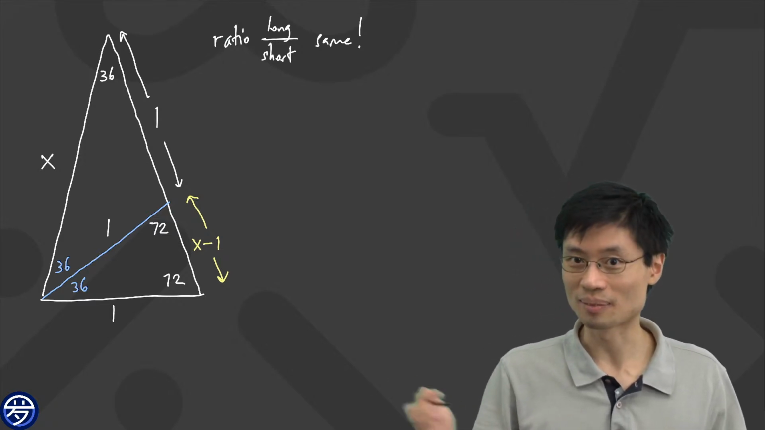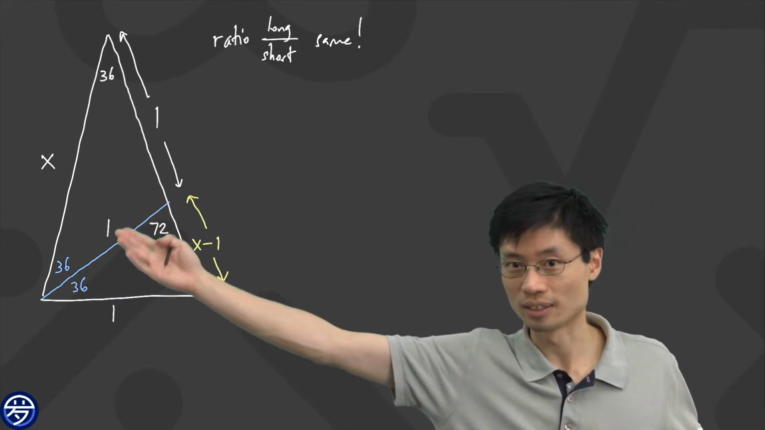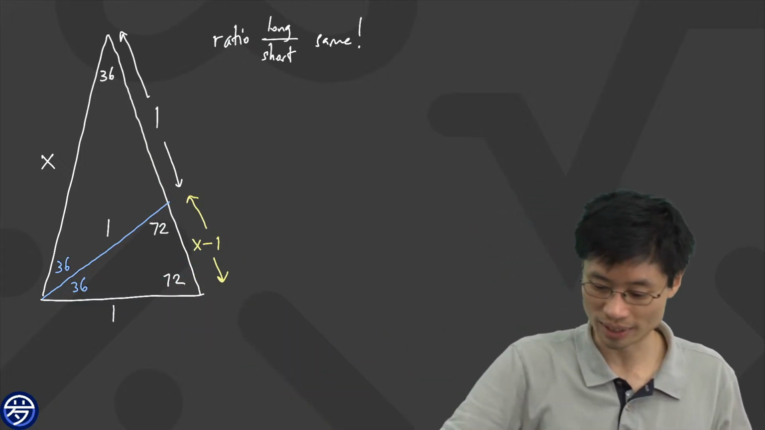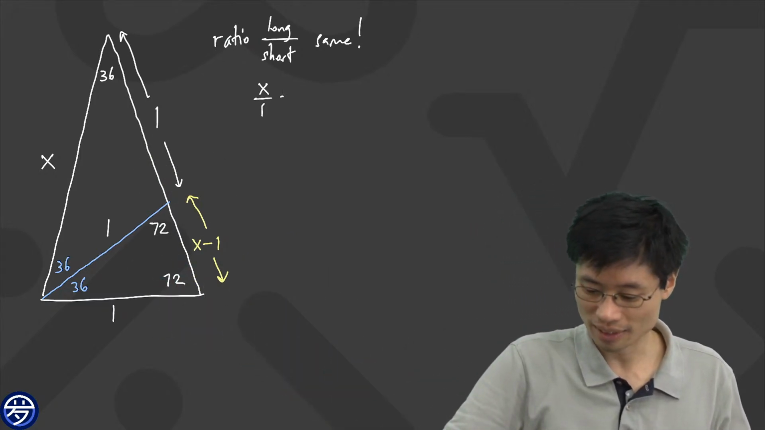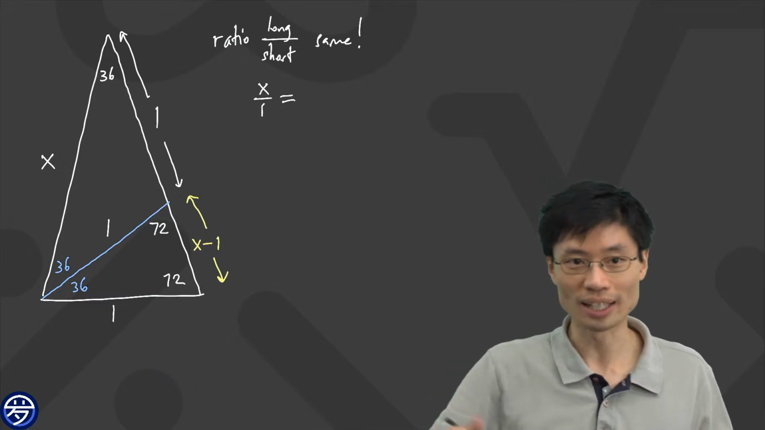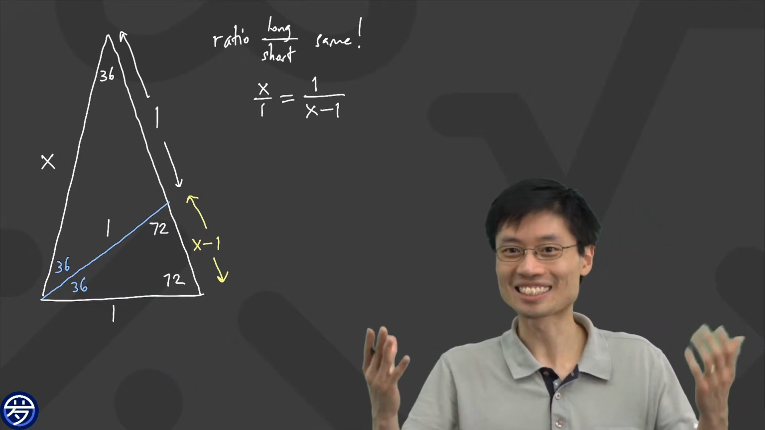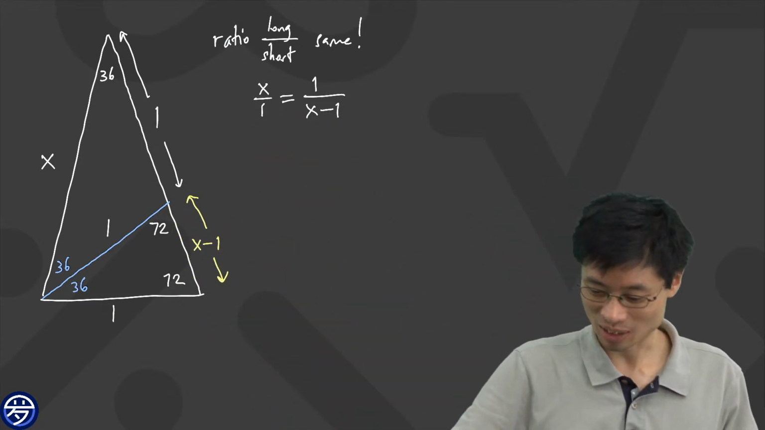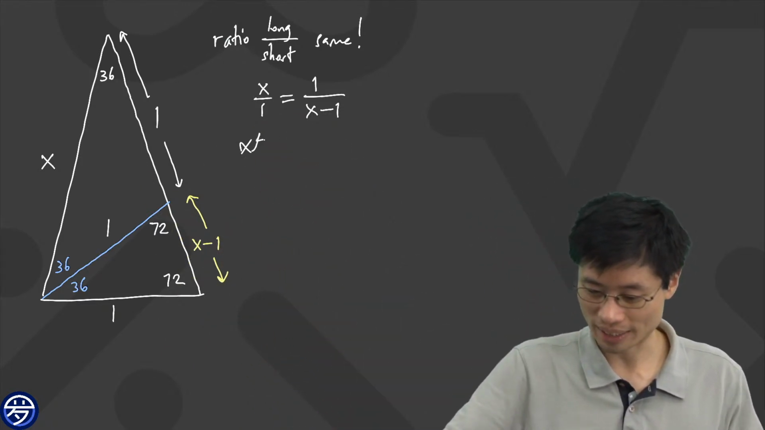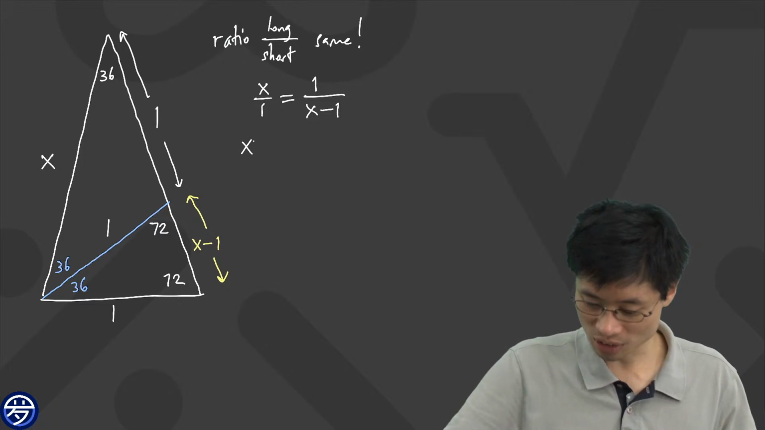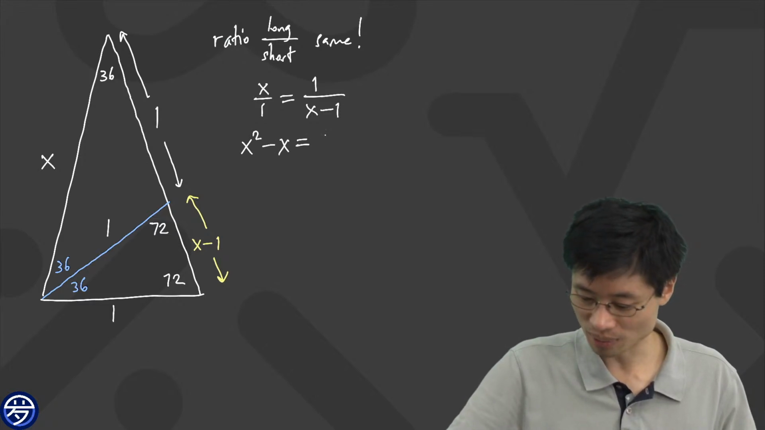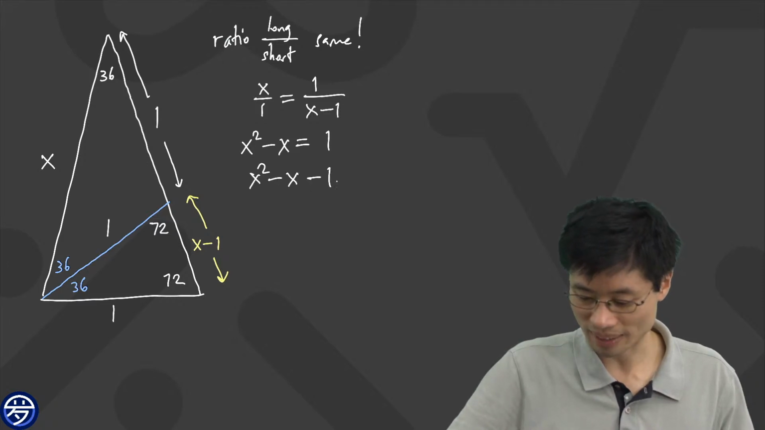And now let's use it, right? For the big one, long to short is x over 1, which is equal to, for the small guy, 1 over x minus 1. Okay, now let's solve for x. Multiply by x minus 1. X squared, yikes. X squared minus x equals 1. So that's x squared minus x minus 1 equals 0.